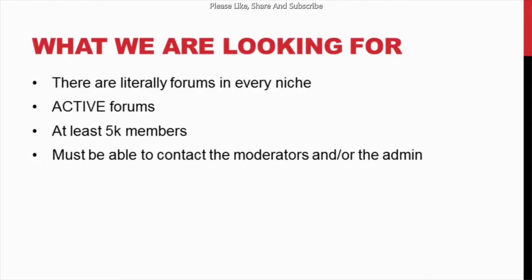We also need to be able to identify who the administrators are and who the moderators are. We have to reach out to these people, contact these people to try to work out some kind of agreement. So we have to be able to identify who they are, and make sure that they are actually a part of their forum.